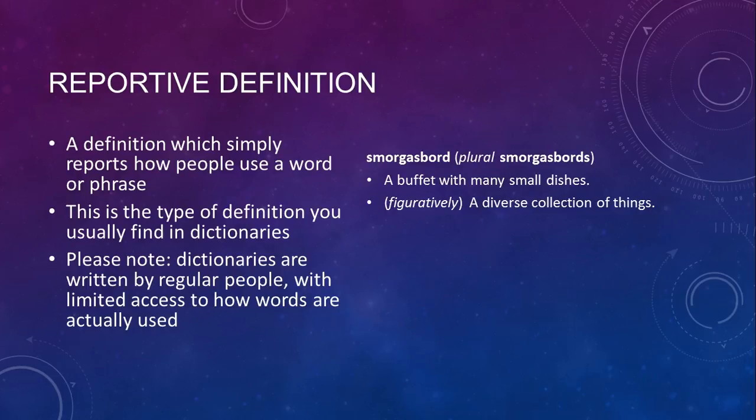Okay, here's the one that's tricky. Here's the one that Wittgenstein was warning us about, which is reportive definitions, where you give a definition which simply reports how people use a word or phrase. This is the type of definition you usually find in dictionaries.